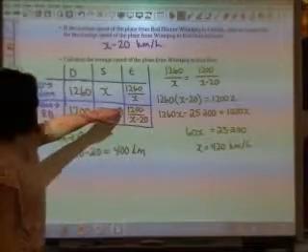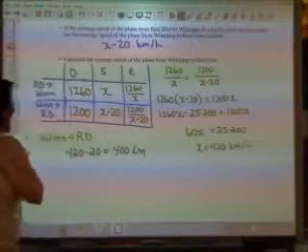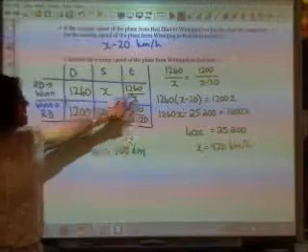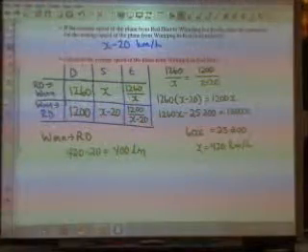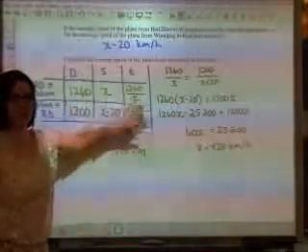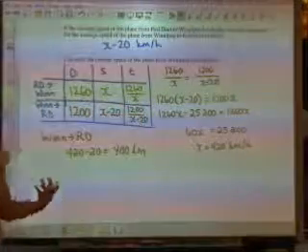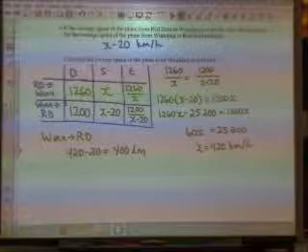And if I went 1200 divided by 400, I get 3 hours. And if I go 1260 divided by 420, I also get 3 hours. And the times were equal to each other. So that's my check.